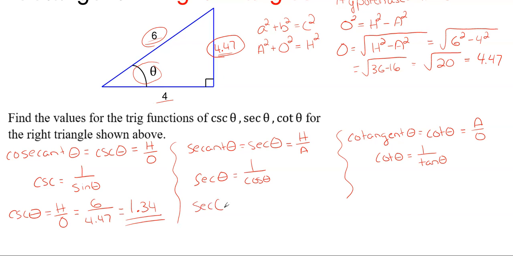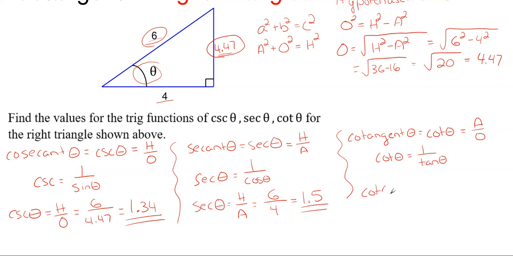Alrighty, let's go on to the secant of the angle, which is the hypotenuse over the adjacent. Well, the hypotenuse is still 6. The adjacent is 4, since the angle is being measured from that leg. So once again, you could leave it as 6 over 4 if you wanted to, or you could write it out in decimal form as 1.5. So the secant of the angle theta is equal to 1.5 for this particular triangle.